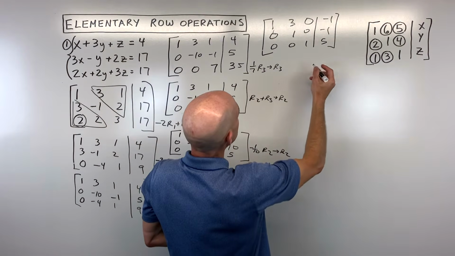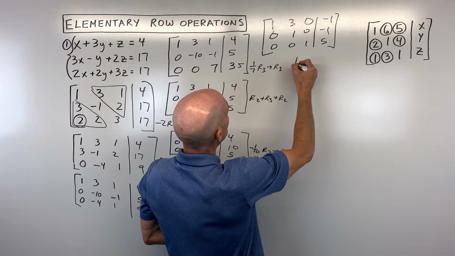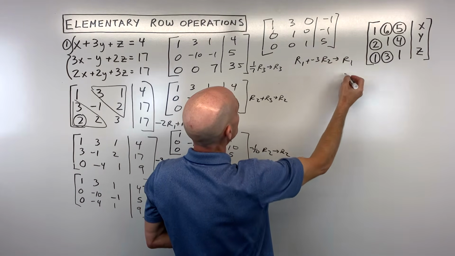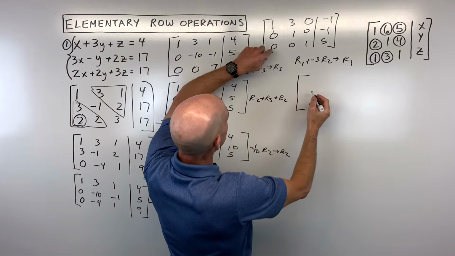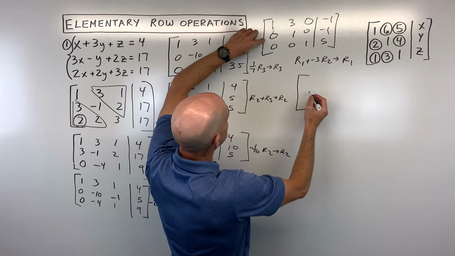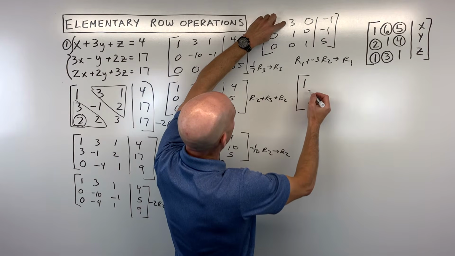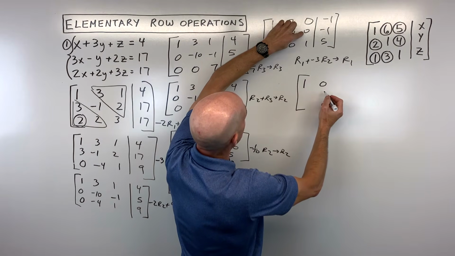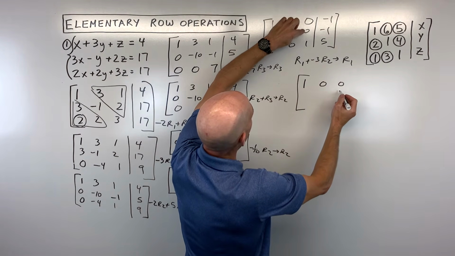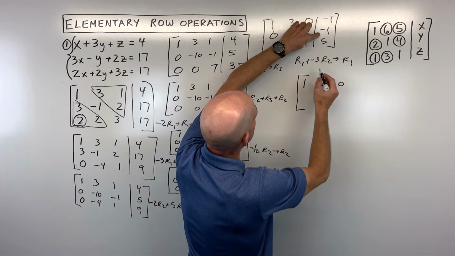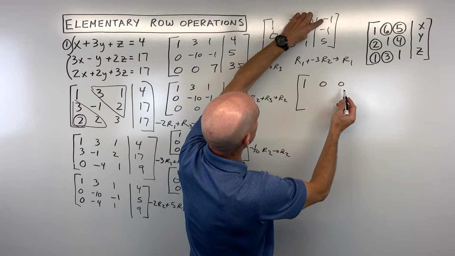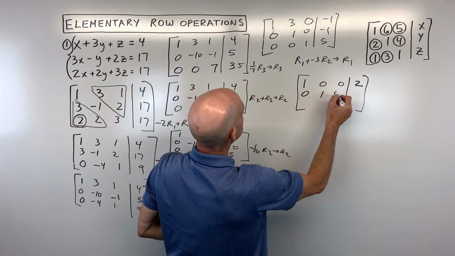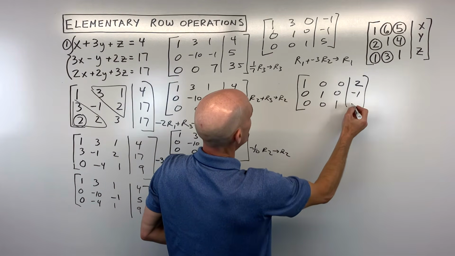So let's write that down. I'll write it right here. I'll say row 1 plus negative 3 times row 2, answer in row 1. That's going to come out to, let's see, 1 plus 0 times negative 3 is 0, so that's going to be 1. 3 plus 1 times negative 3, that's going to come out to 0. And 0 plus negative 3 times 0 is 0, so that's going to add up to 0. And negative 1 times negative 3 is positive 3, so that comes out to 2. And then the other rows are staying the same, so 0, 1, 0, negative 1, and 0, 0, 1, 5.